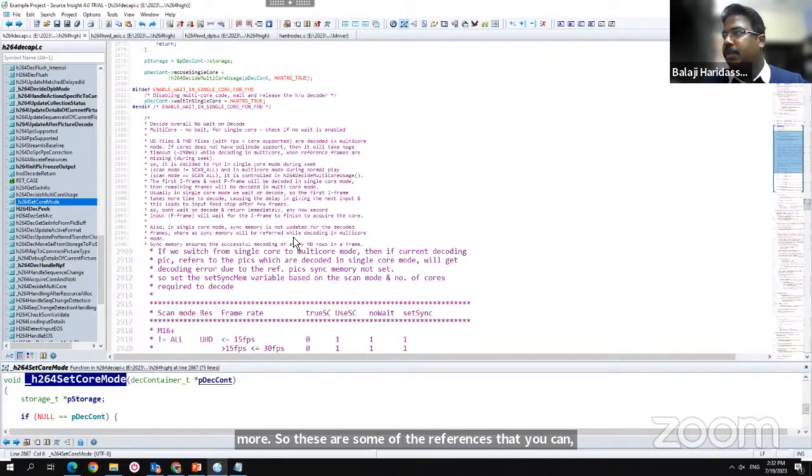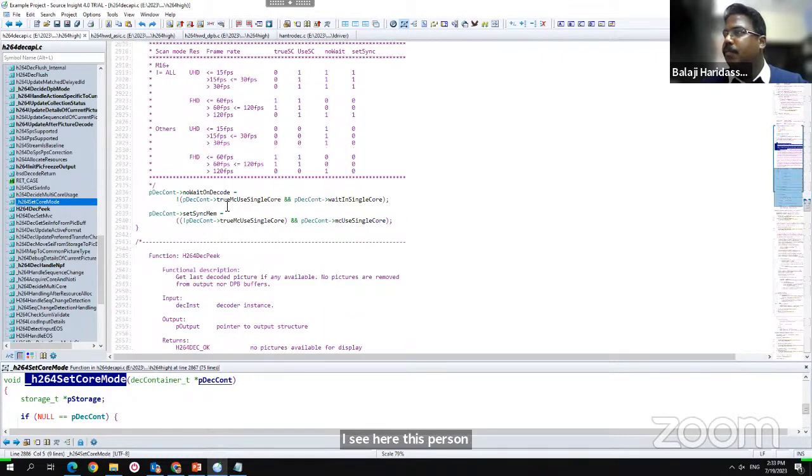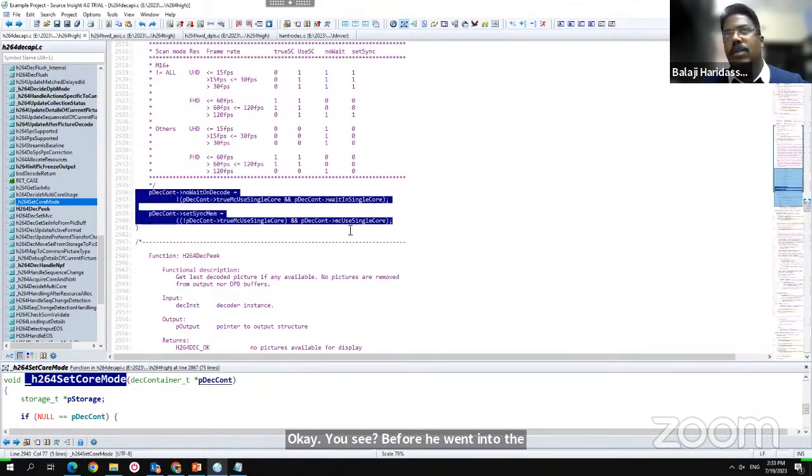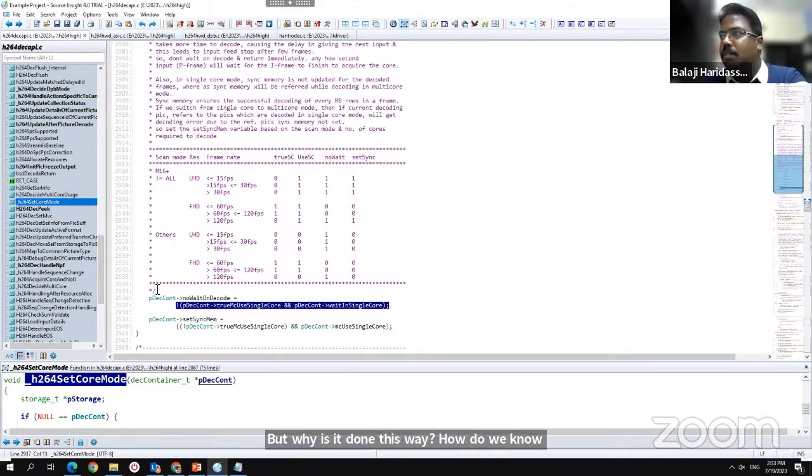Now I see here this person. Okay, you see, before he went into the logic, here is just 2 lines of code, not intuitive to many people, because there is a lot of reason why these 2 variables are there and why this condition has been included. People can say, yeah, under this value, you take a not assign, but why? Why is it done this way? How do we know that? Because of this.